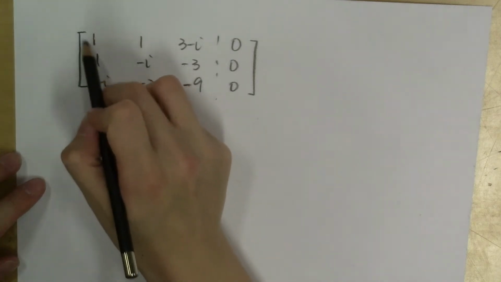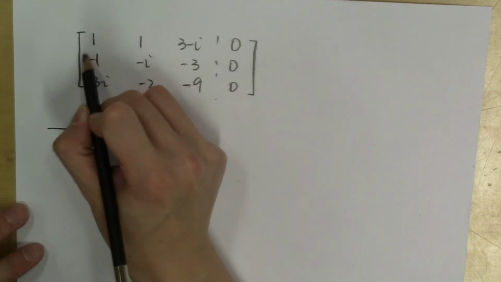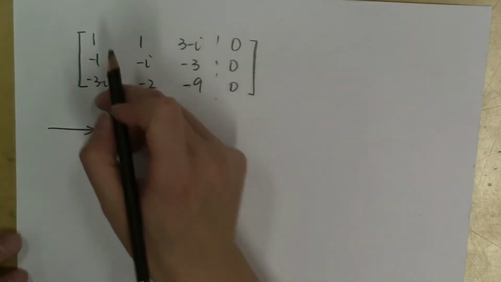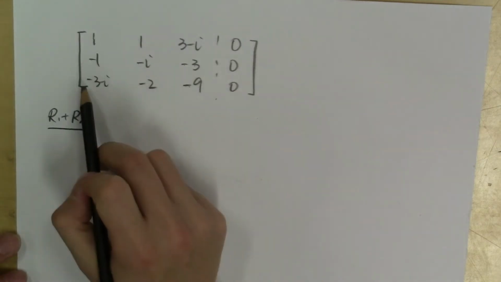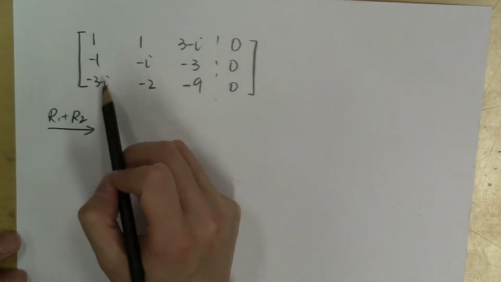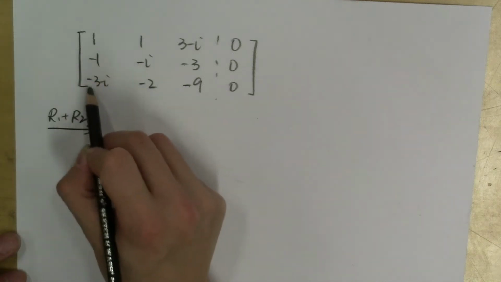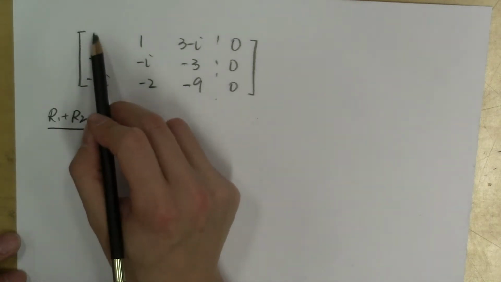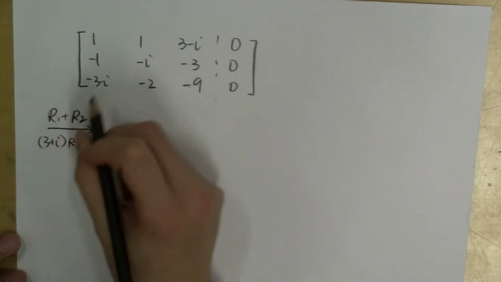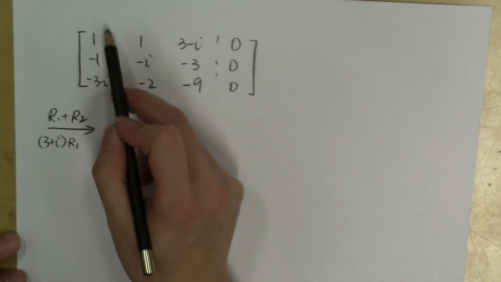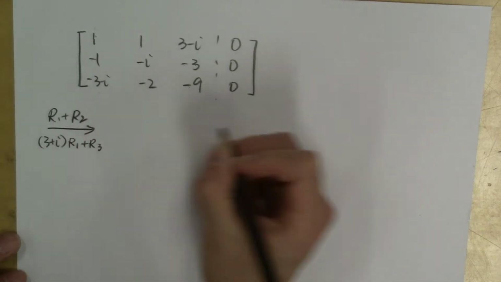So I can use this 1 to reduce these entries to 0. In order to reduce this negative 1 to 0, I can simply add the first row to the second row. And in order to reduce this number to 0, what number do I need to multiply to the first row? Right, it's going to be the negative of this entry divided by this entry. So it's going to be 3 plus i multiplied to the first row. So I will get a 3 plus i to be added to this negative 3 minus i, adding that to the third row.